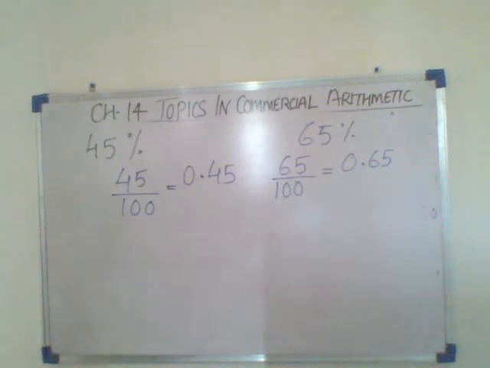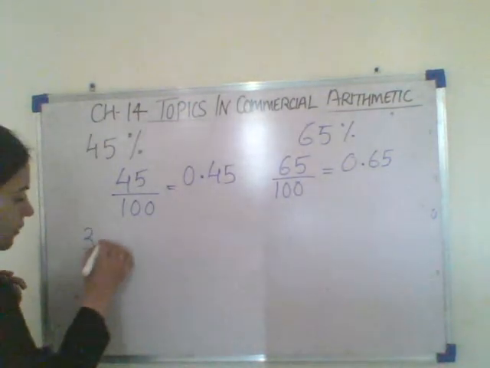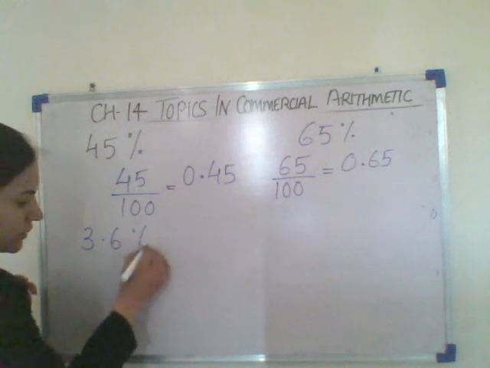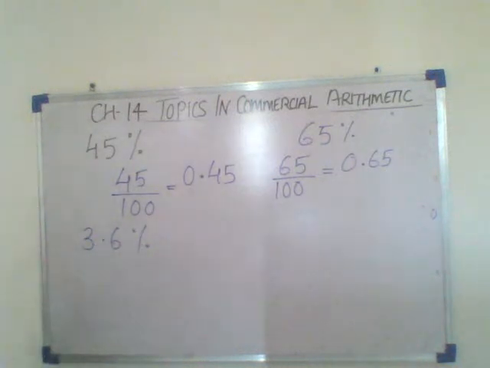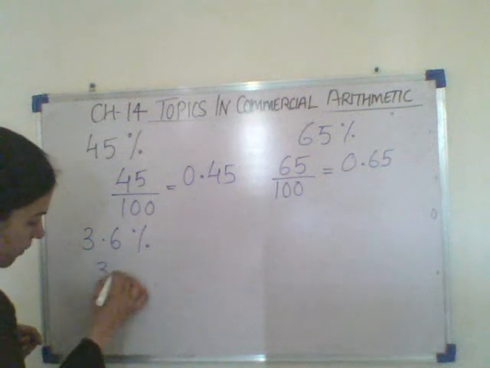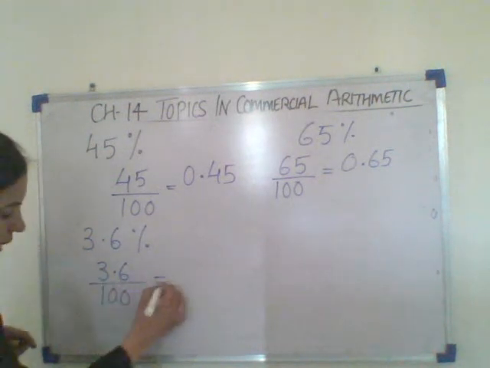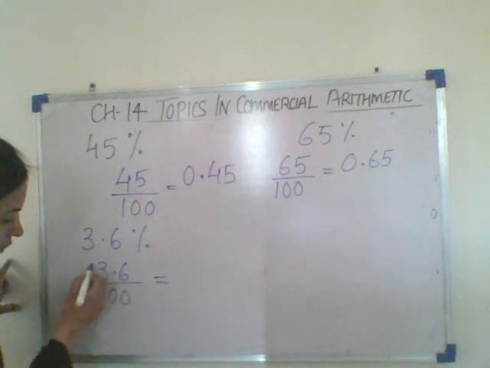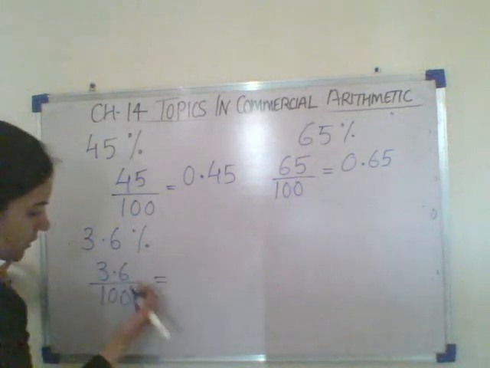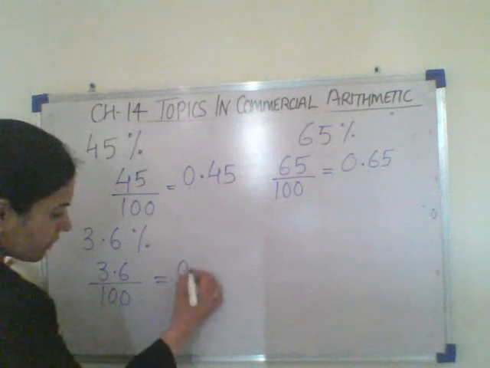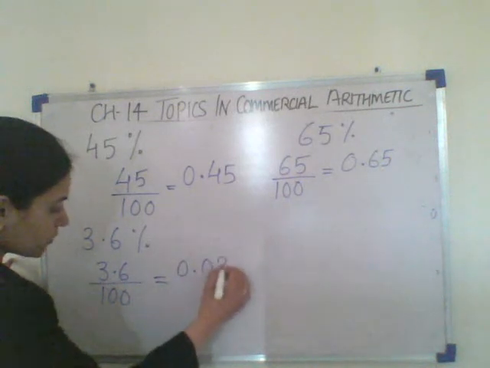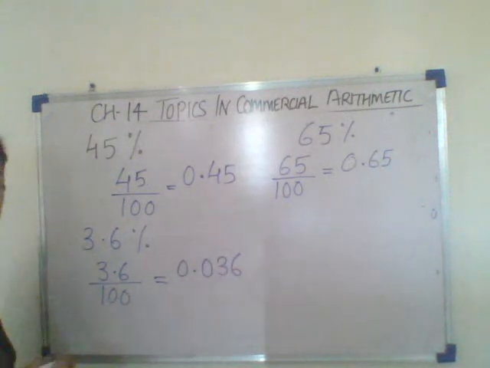Suppose the percentage is 3.6%. How will I write this one? 3.6 divided by 100. The decimal shifts two digits to the left. So it will be 0.036.